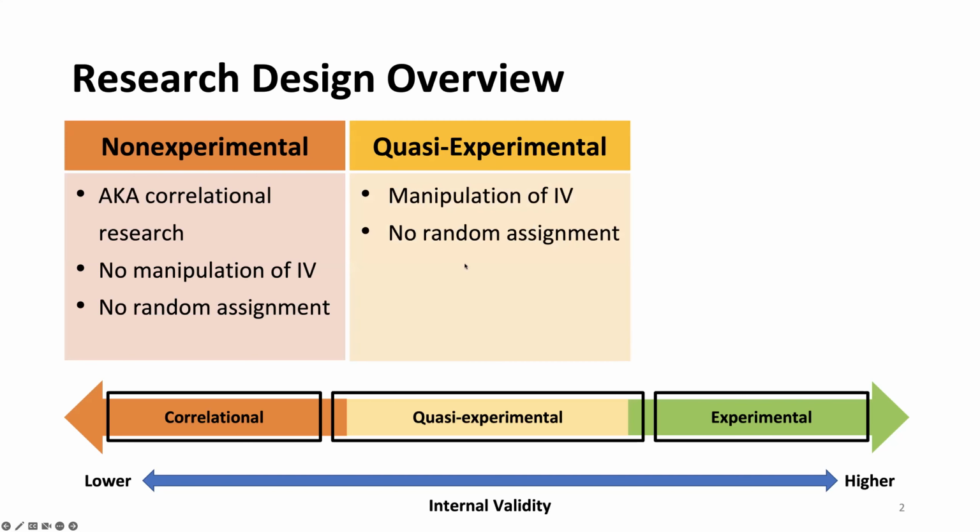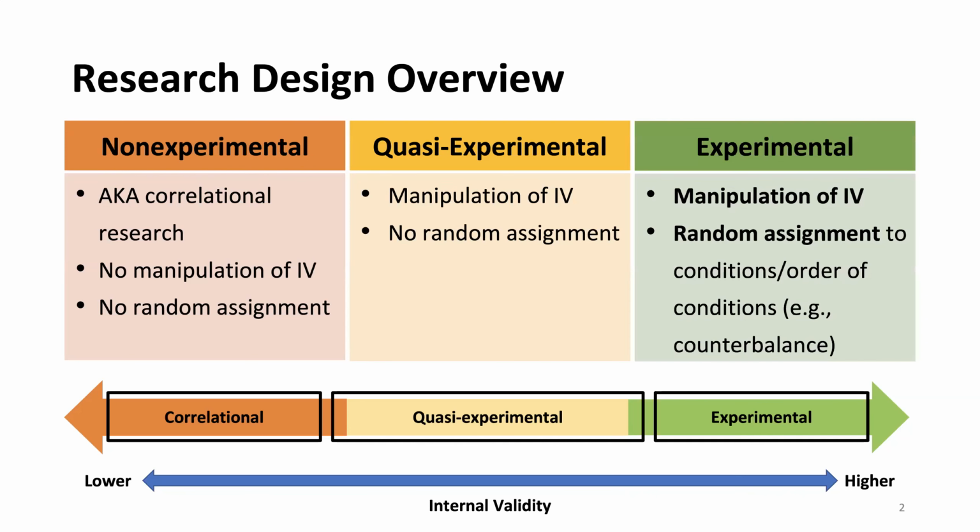Quasi-experimental, it's actually technically still non-experimental because it's not a true experiment, but we separate it because here we do have manipulation of an independent variable. We're still not controlling our extraneous variables, so there's still no random assignment, but we are manipulating an independent variable. And so we have a little bit more confidence that our independent variable has an effect on our dependent variable.